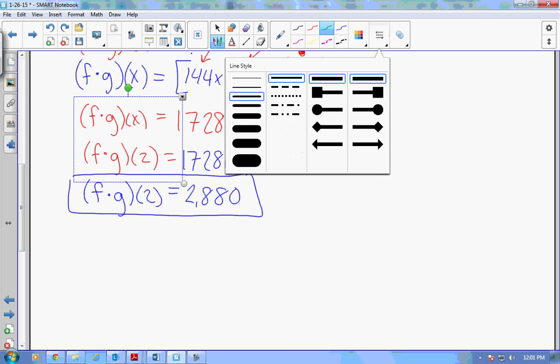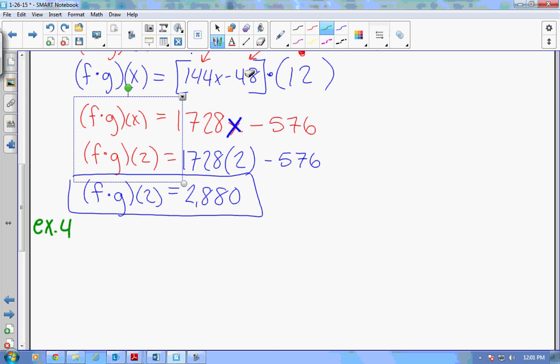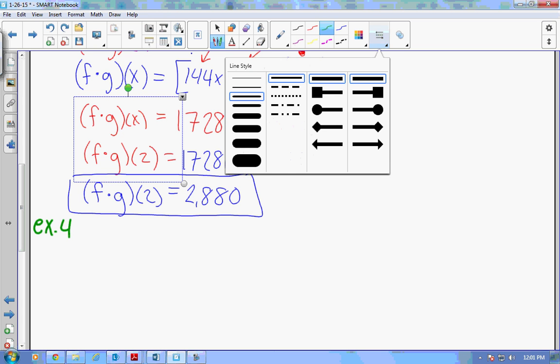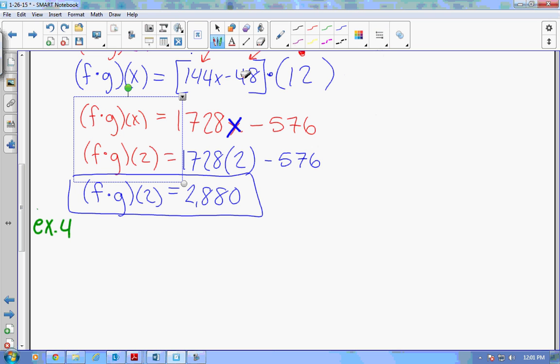Let's do one more where we're using these same functions, f and g. We've done add, we've done subtract, we've done multiply. Any guess what I'm going to do now? Divide. Now order is important. F divided by g evaluated at 3. So that's called the quotient of f and g of 3. So this 3 is not a multiplier. It's of 3. It's being evaluated at 3.